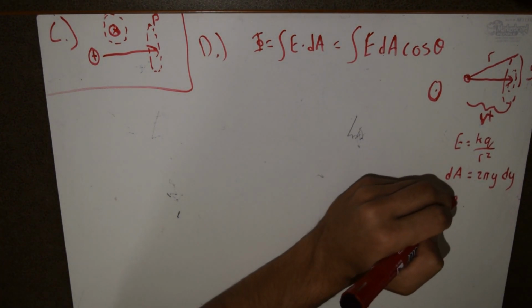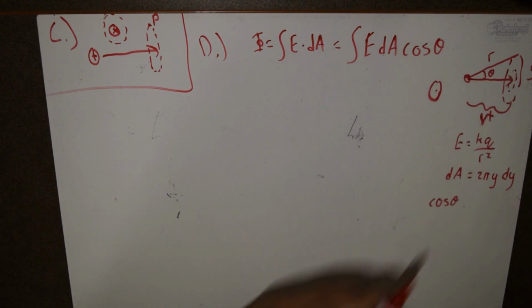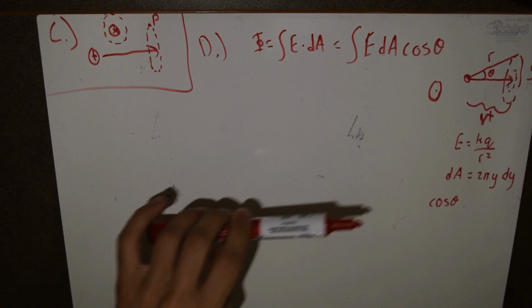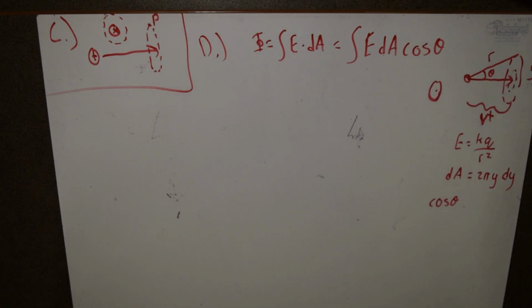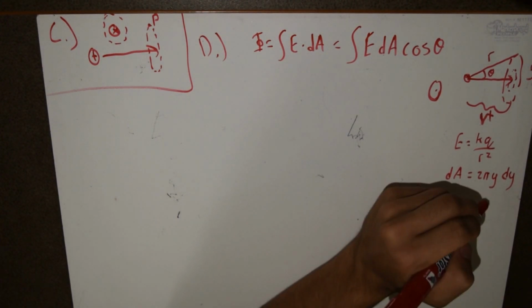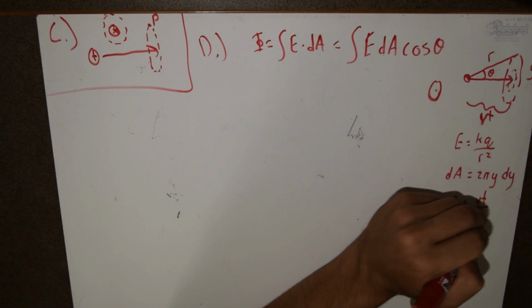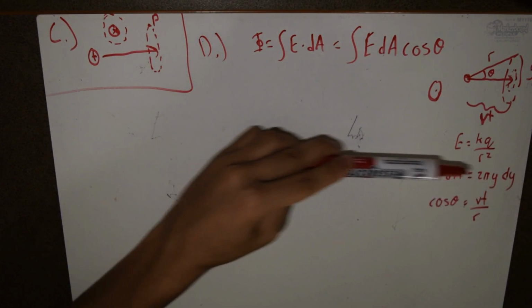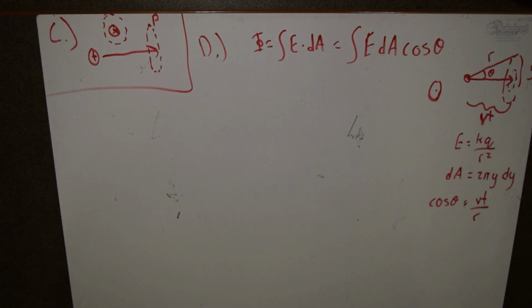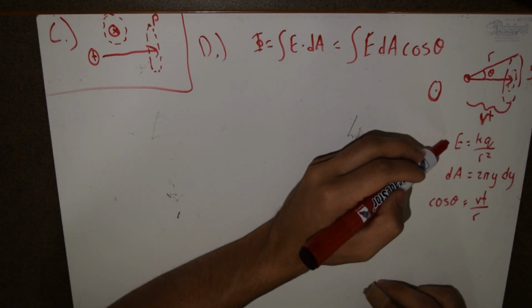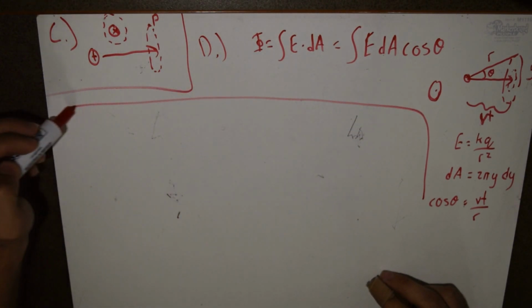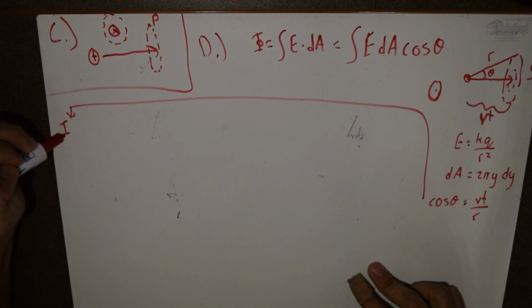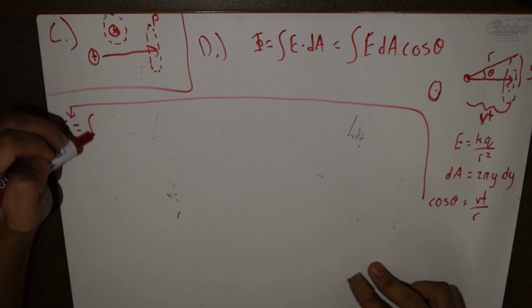Cosine of theta, if this is our angle theta, the angle between the area vector and the electric field, cosine of theta can be rewritten as vt over r, not v times t, vt over r, because that is the adjacent side over the hypotenuse. So using these three rewritten forms, we can use that back in our equation for the flux.